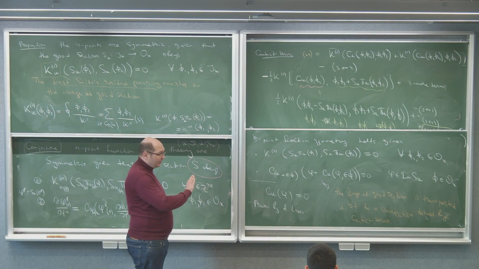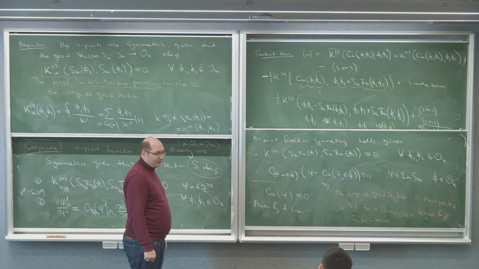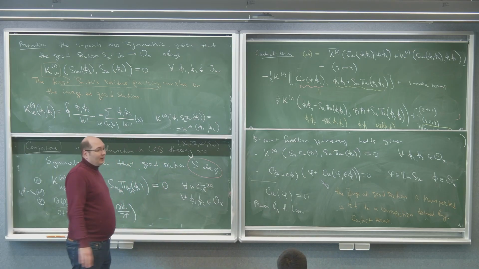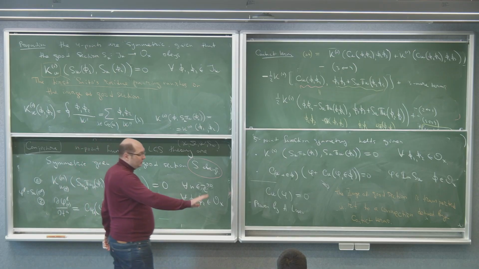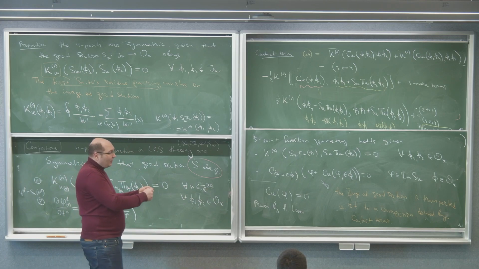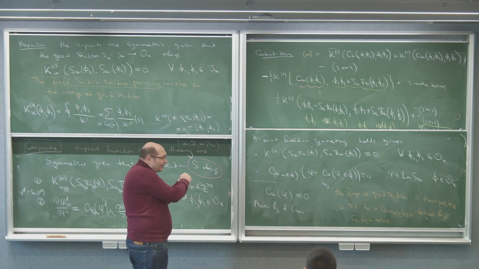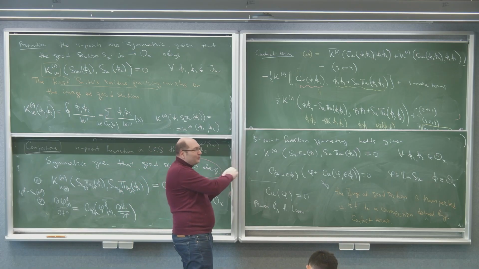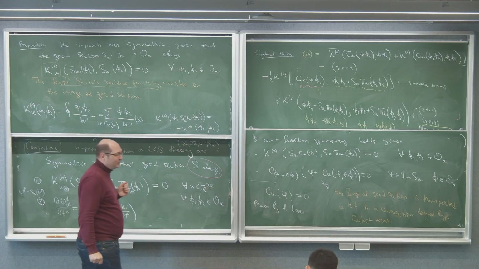So connection gives you a way to identify vector spaces. And that's what usual connection on a manifold is. So you have some vector bundle, and connection basically tells you how to identify a vector in a vector space over one point to a vector in a vector space over different points.